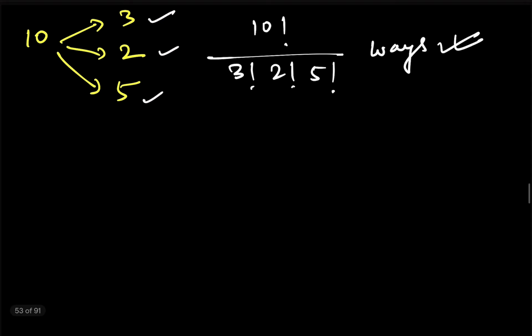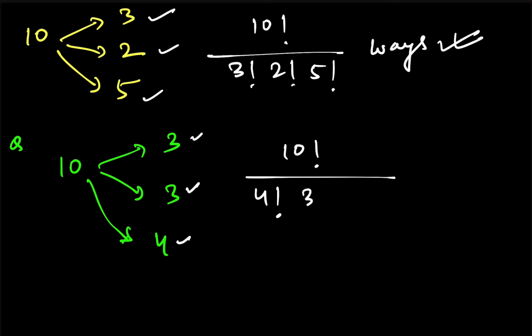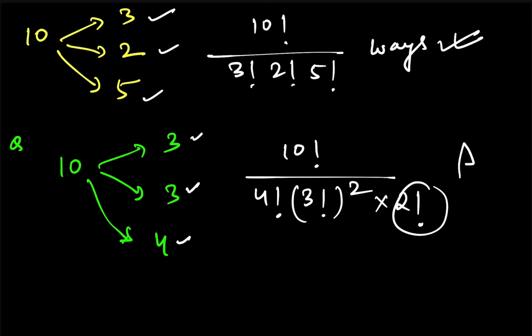Let's see one more example. Suppose 10 objects are now divided into 3, 3 and 4. Group 1 has 3 objects, group 2 has 3 objects and group 3 has 4 objects. What will happen? Our 10 factorial will remain the same. In the denominator we will have 4 factorial, then 3 factorial two times, and then 2 factorial as well, because two groups are the same. So that is our final answer.